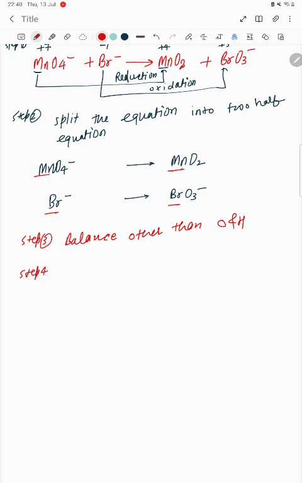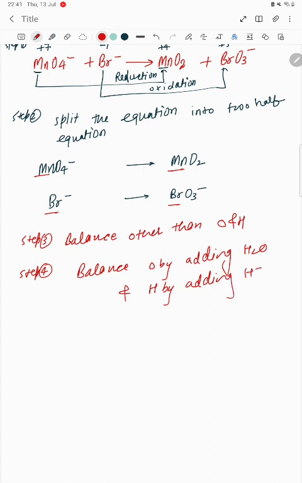So step number 4 you write student. What are they saying student? Balance O by adding H2O student, and balance H by adding H plus student.